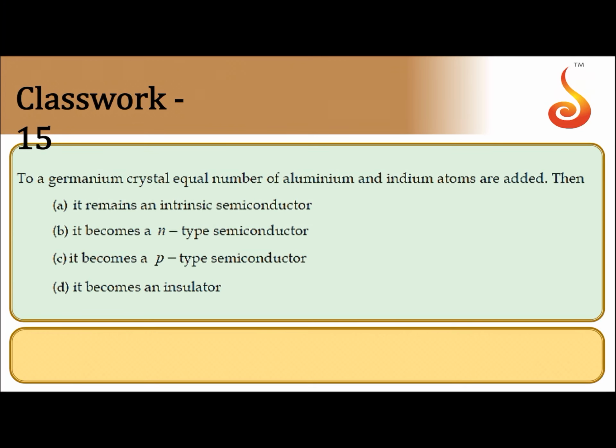Yes, we shall move on to next one. To a germanium crystal, equal number of aluminum and indium atoms are added. Then, see, notice one thing, aluminum is trivalent, indium is also trivalent. So both are trivalent, so it should become P-type semiconductor. When you add trivalent impurity, it should become P-type semiconductor. When you add pentavalent, it will become N-type.